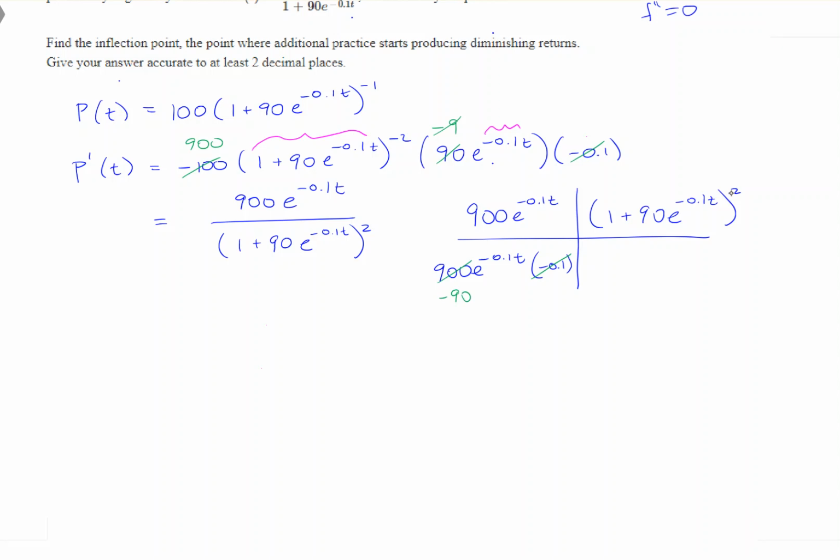Okay, then the next part here, I'm going to have to use a chain rule. All right, I bring my 2 down, and I have 1 + 90e^(-0.1t).